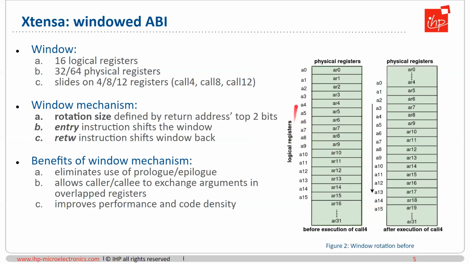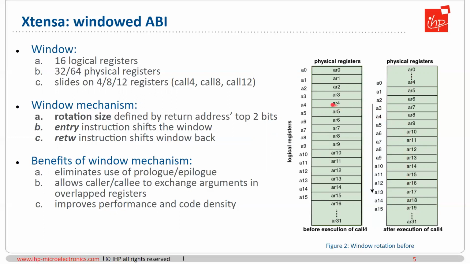So in the following figure, we can see that we have logical registers and physical registers. Logical registers are mapped to the physical registers, and after we are executing, for example, a call to a function, the window rotates by 4 registers down, and so logical registers become mapped to other physical registers. Also, it's important to note that this kind of structure allows caller and callee to exchange arguments in overlapped registers. In this case, overlap registers are physical registers starting from AR4 to AR15.